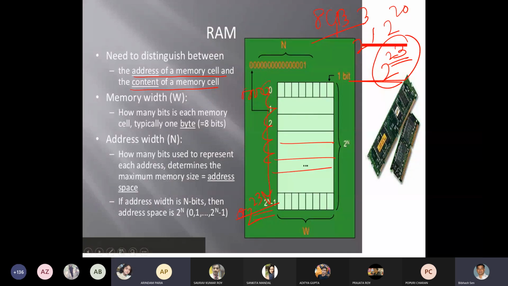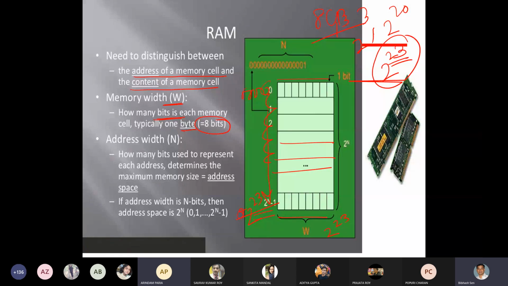Now imagine the number of locations. It can access up to 2 to the power 23. Now the memory width, which I mentioned as W, means how much each location contains. Here it is byte addressable, so we are considering 8-bit memory. That means in a particular location I can store 8 bits, and I have 2 to the power 23 locations, and in each location I can store 8-bit information.